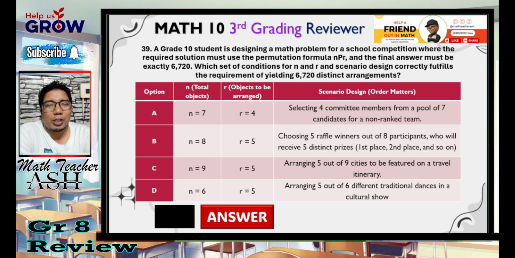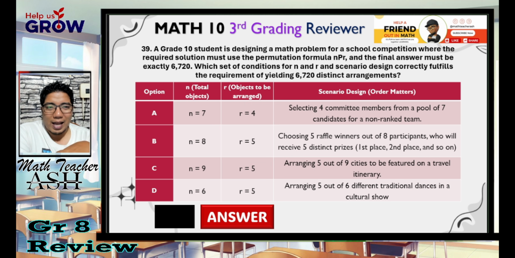Okay, my dear math learners, in order for you to test this one, what you need to consider is very simple. What you need to do is test A up to D. Which among them will give you 6,720, then that would be the answer. So, for example, let's take letter A. 7, you will get 4 out of it, so that would be 7 times 6 times 5 times 4. B, 8, you get 5 out of it, so that would be 8 times 7 times 6 times 5 times 4.